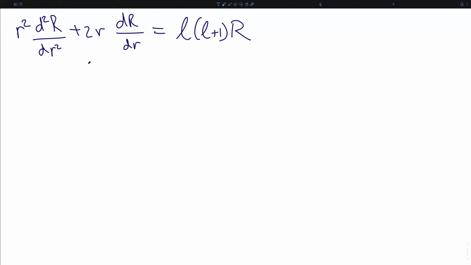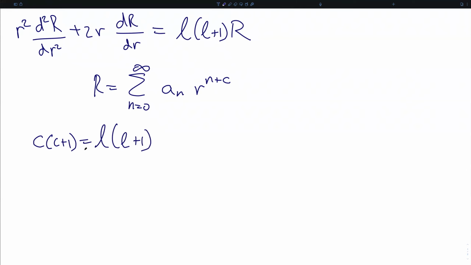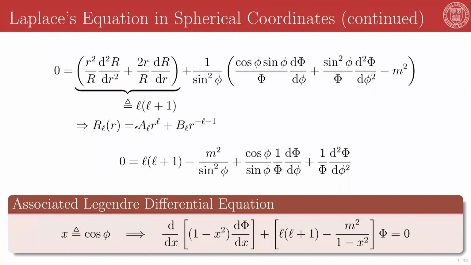This equation has a solution of the form R is equal to the infinite summation of constant a sub n times r to the n plus c. And in this case, based on the form of our separation constant, we have c times c plus 1 is equal to l times l plus 1, which means that c can be l and negative l minus 1 only. And therefore, we don't have an infinite summation. We actually just have R sub l of r is equal to a sub l r to the l plus b sub l r to the negative l minus 1.